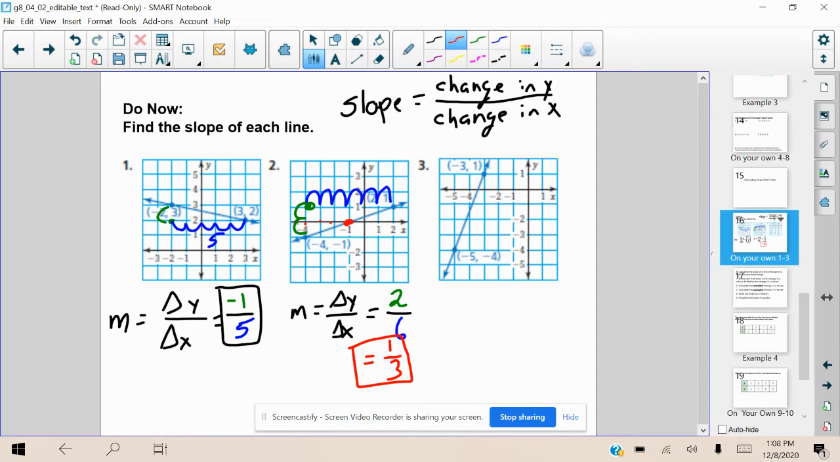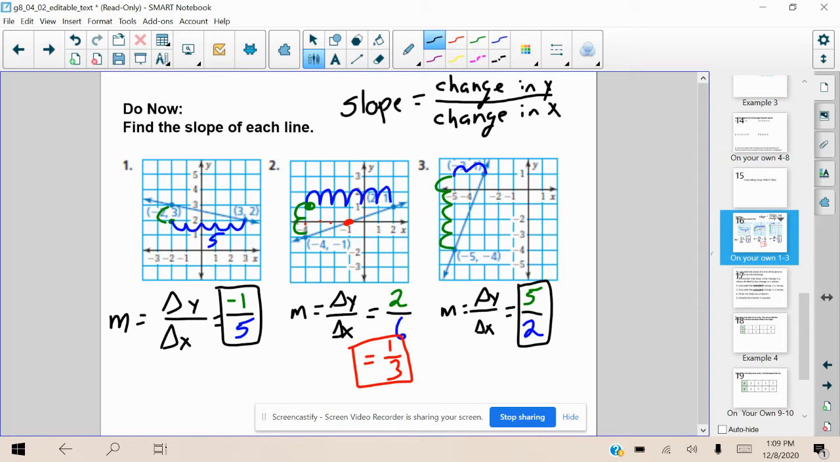Now for problem number 3, again, change in y over the change in x. We want to figure out how many units we are going up or down compared to how many we go to the right. If I'm reading from left to right, I see that we're going up, which is positive. So we go up 1, 2, 3, 4, 5, and we go to the right 1, 2, meaning that my slope is going to be positive 5 over 2, and we leave it as an improper fraction. We do not change it into a mixed number. We leave it as that improper fraction.